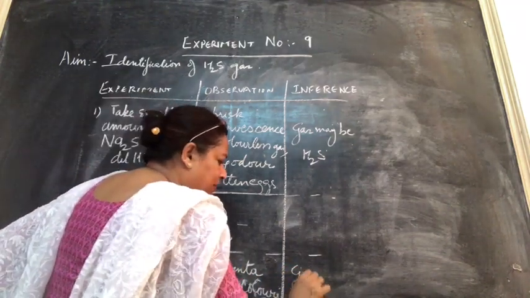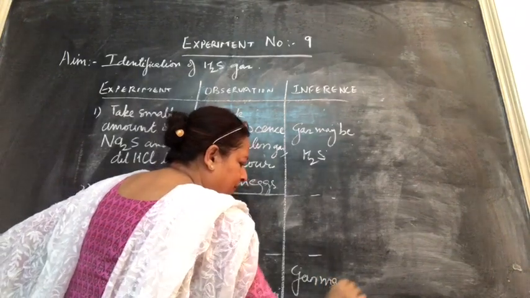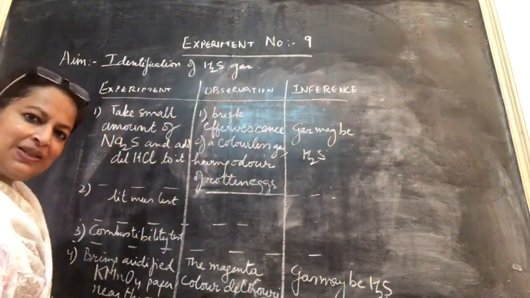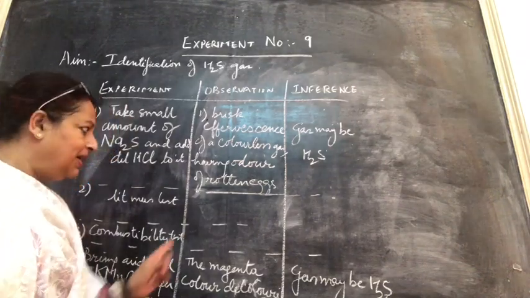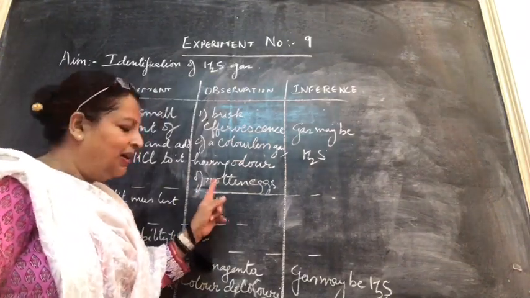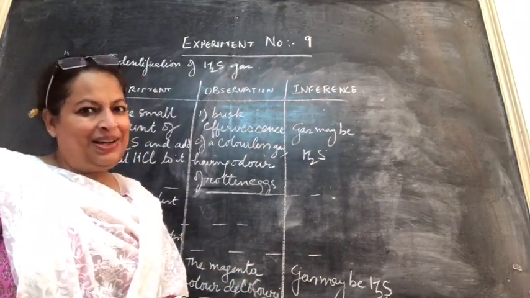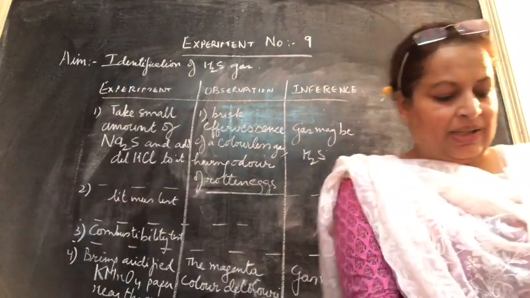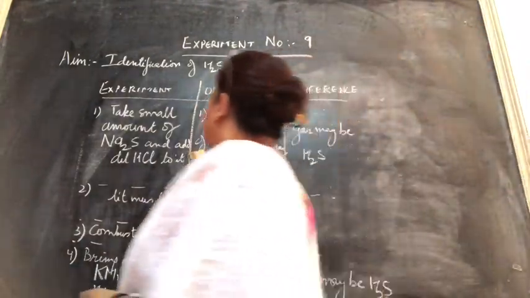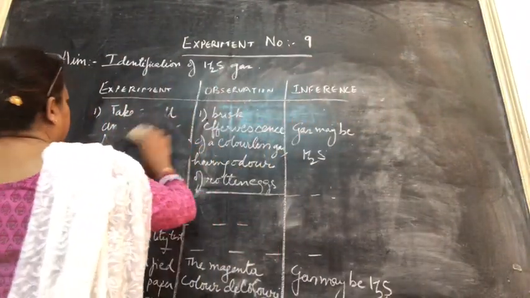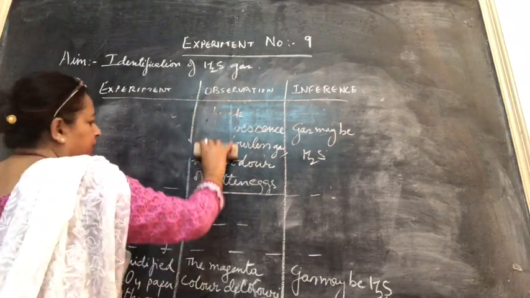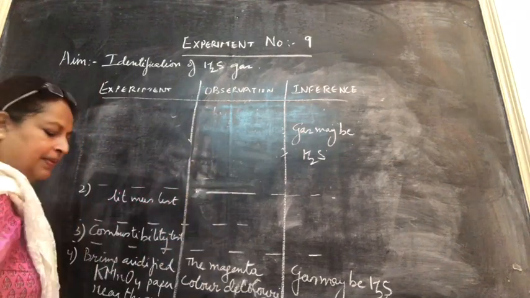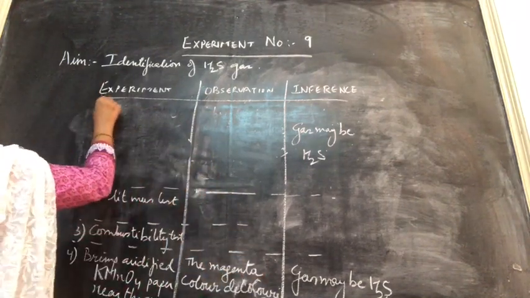Gas may be H2S because this test is given by one more gas you have studied, SO2 gas. But yes, combined with rotten egg smell and this, then it is confirmed to be H2S. Right, children? Then, what is test number 5? What do we do in test number 5?